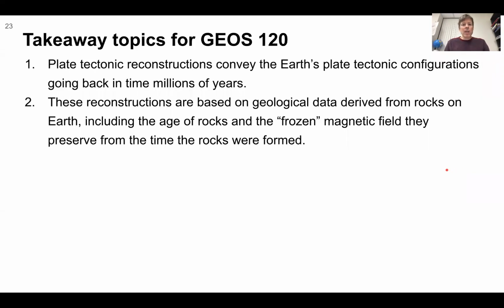Takeaway topics: plate tectonic reconstructions convey the Earth's plate tectonic configurations going back in time millions of years. These reconstructions are based on geological data derived from rocks on Earth, including the age of rocks and the frozen magnetic field they preserve from the time the rocks were formed.